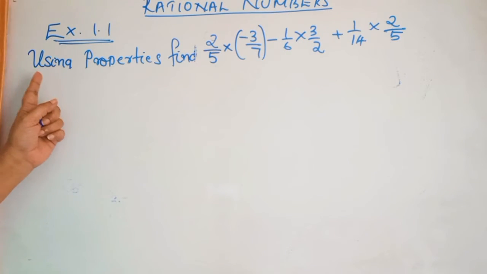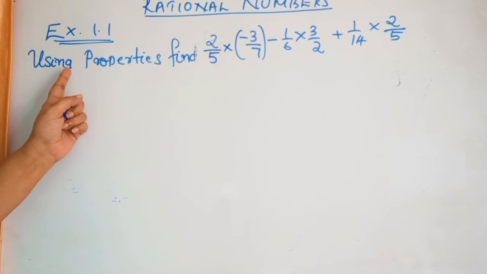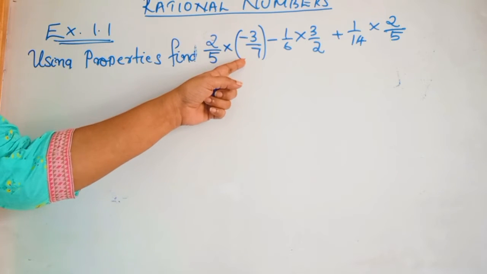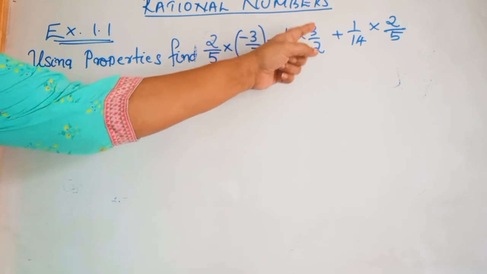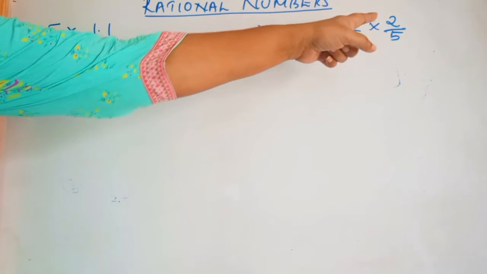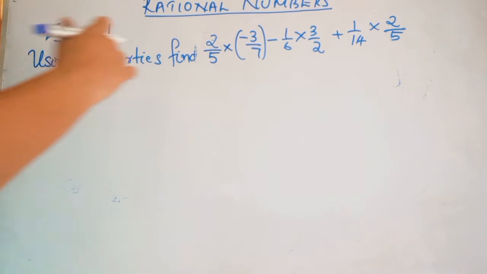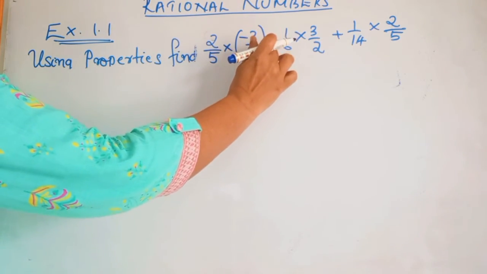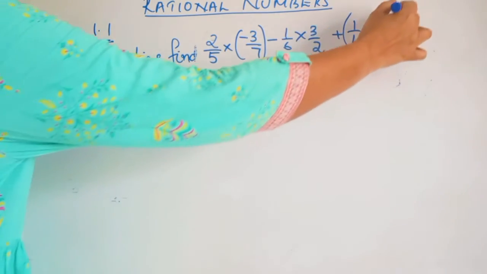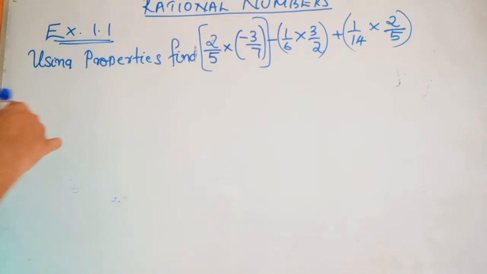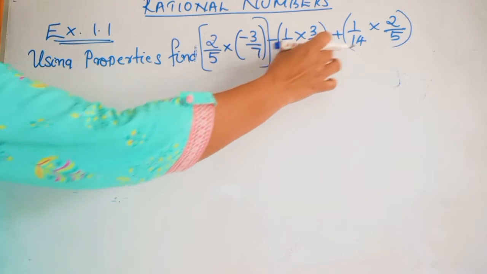Now we can discuss the second problem, that is, using properties find 2 by 5 into minus 3 by 7 minus 1 by 6 into 3 by 2 plus 1 by 14 into 2 by 5. The same method we can apply here. First of all, identify the terms. You can see that the minus sign is here, the plus sign is here. So we can group the terms. Here we got three terms.